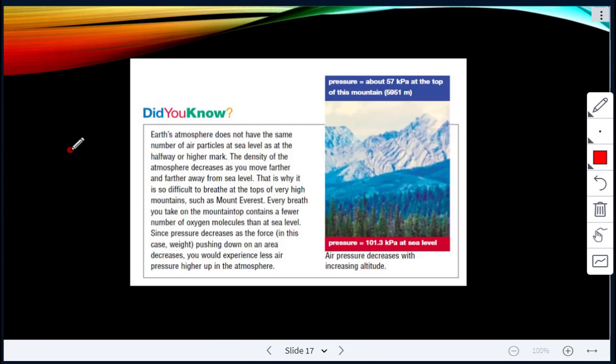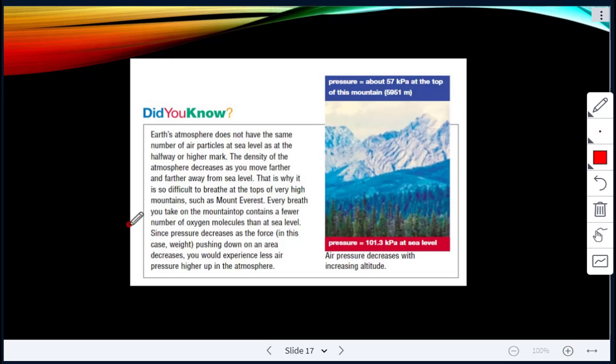Here, looking at air pressure, how it decreases with increasing altitude. Here the pressure is about 57 kilopascals at the top of this mountain. Earth's atmosphere doesn't have the same number of air particles at sea level as at the halfway or higher mark. The density of the atmosphere decreases as you move farther and farther away from sea level. And like I said, that's why it gets more difficult to breathe at the tops of very high mountains. There's a fewer number of oxygen molecules up at the tops of mountains.